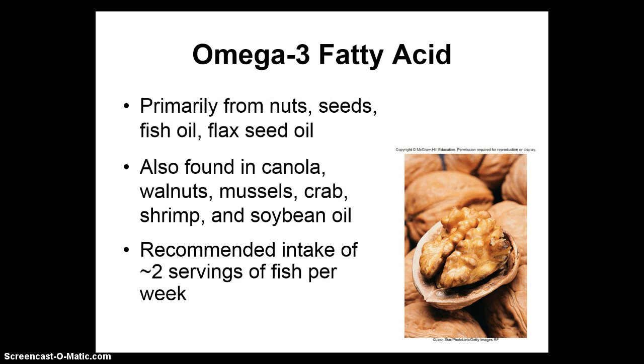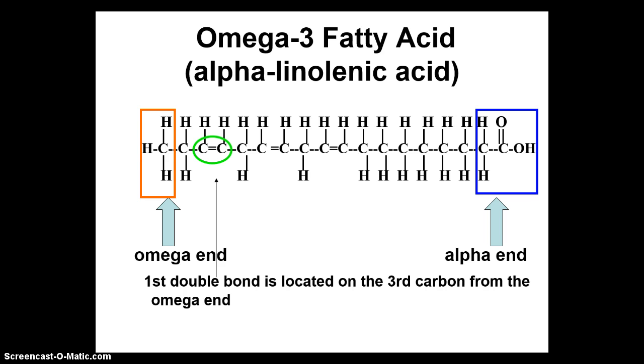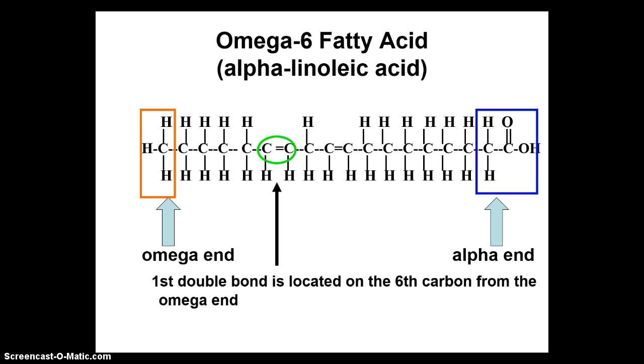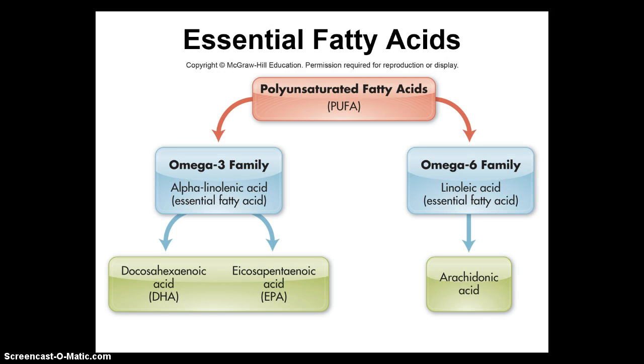The omega-3 fats that we need are found primarily in nuts, seeds, fish oils, flaxseed oil, also canola oil, mussels, crab, shrimp, soybean oil. And this is again a picture of an omega-3 fat because we've got that double bond on the 3rd carbon. And omega-6s are found primarily in vegetable oils. It's called an omega-6 because the first double bond occurs on the 6th carbon.